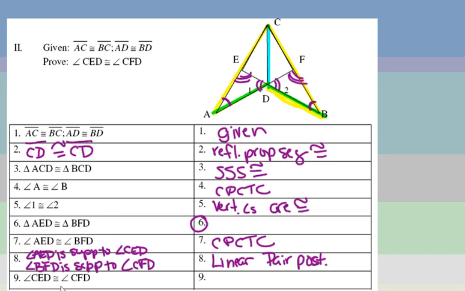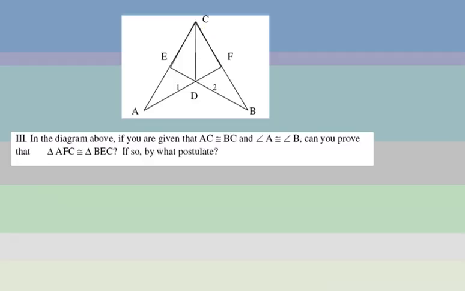CED is congruent to CFD, and the reason for that is because I have two angles that are supplementary to congruent angles, therefore they are congruent to each other. What theorem is that? I am also going to ask you that in the notes check, because I'm evil like that. So make sure you come up with an answer to that, which would complete our proof.